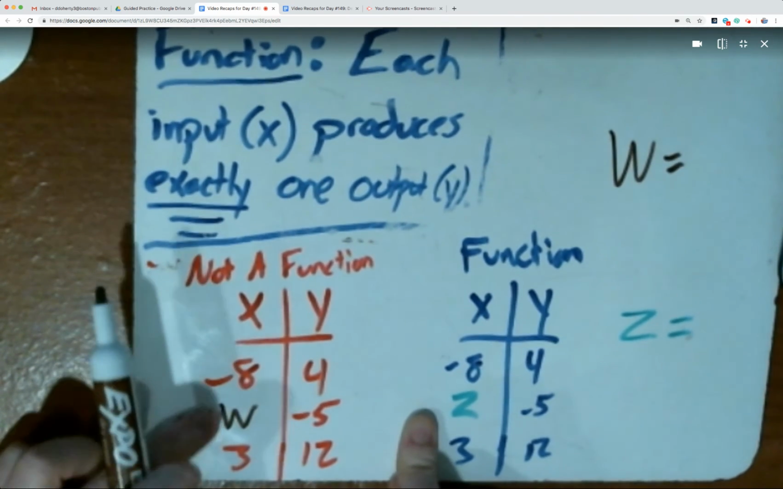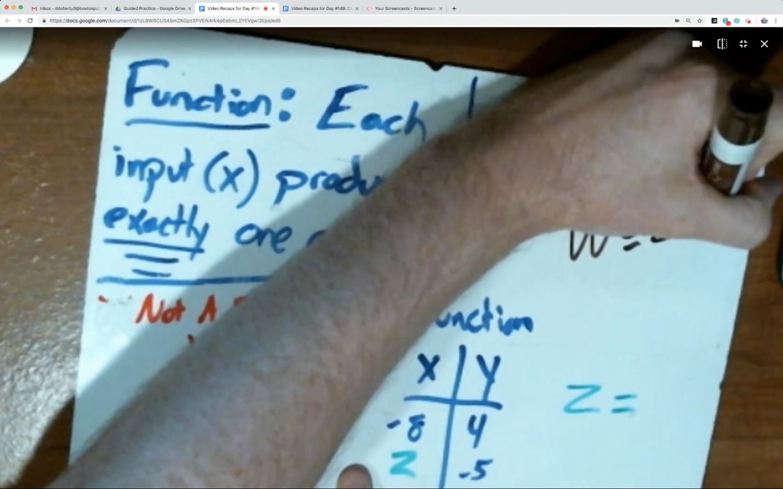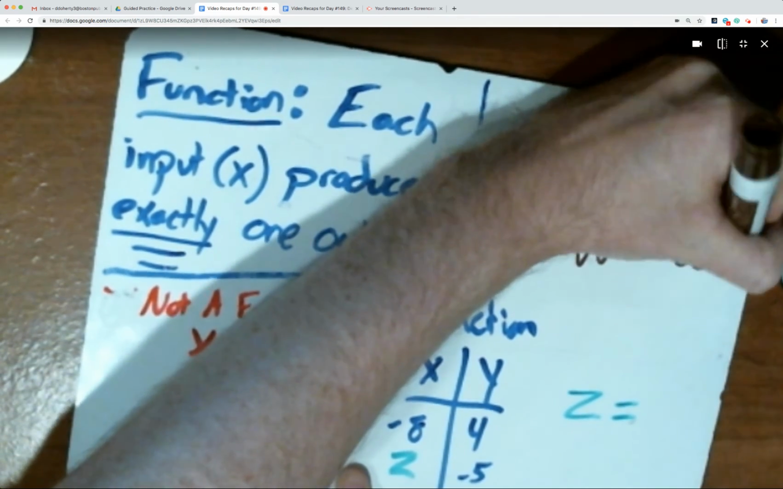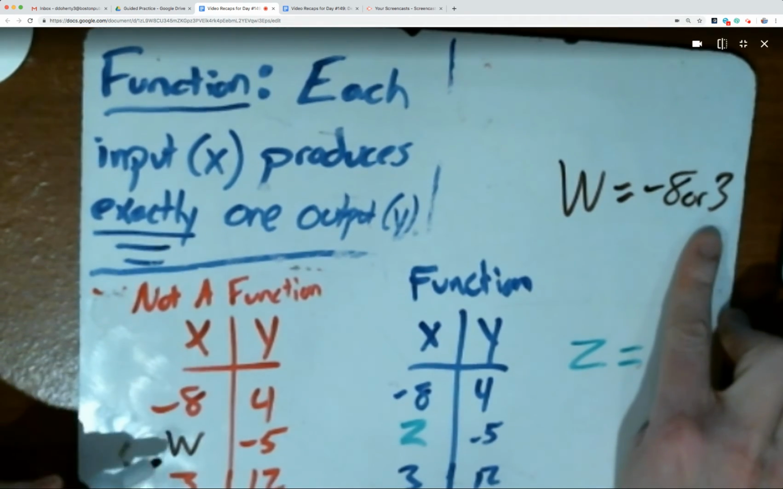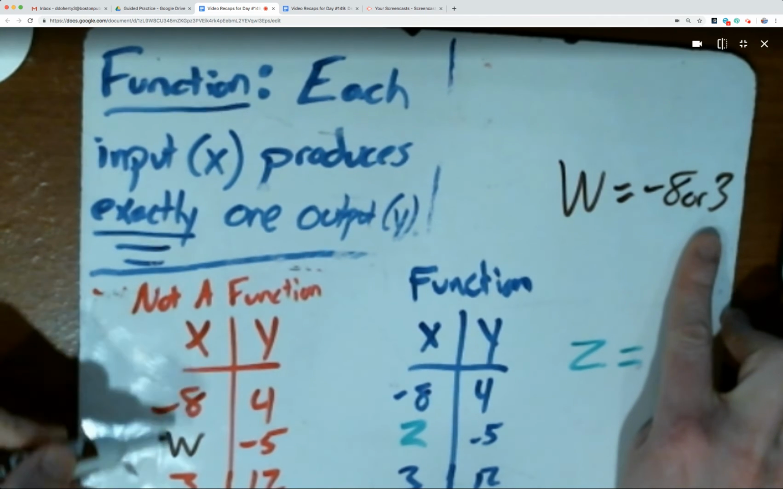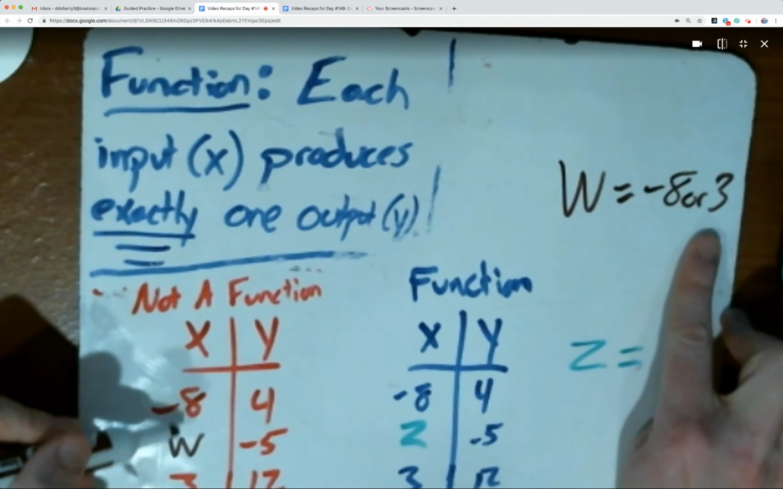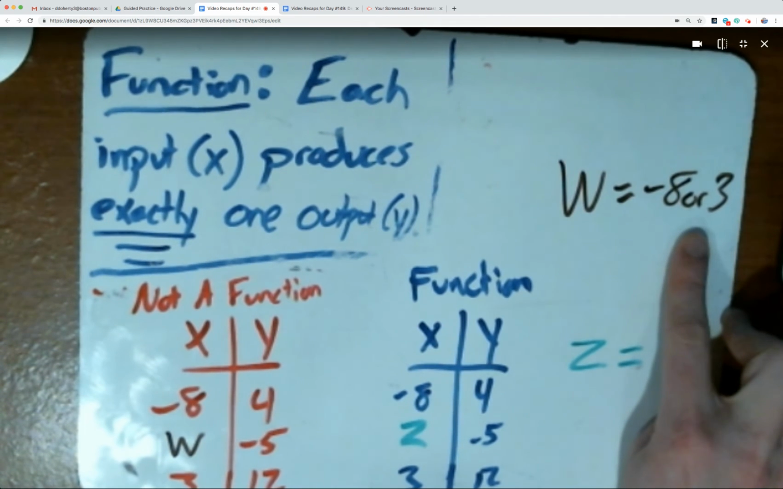So I realized w only has two possible values. It could be -8 or +3. If w took -8 or +3 as a value, we would know this is not a function because the same input would be appearing twice.